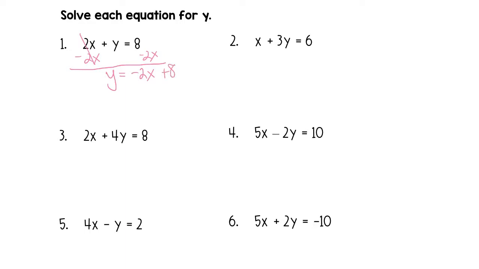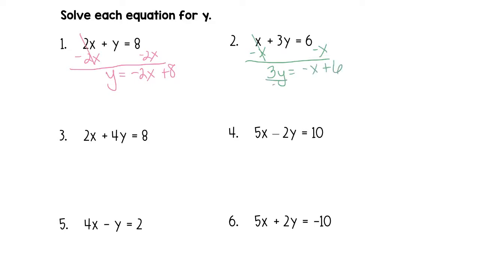You might recognize that as slope-intercept form, y equals mx plus b. And that's kind of what we're going to be looking for with all of these. Solve for y again. We need to get rid of x, so let's subtract x from each side. x minus x cancels, and I've got 3y equals negative x plus 6.